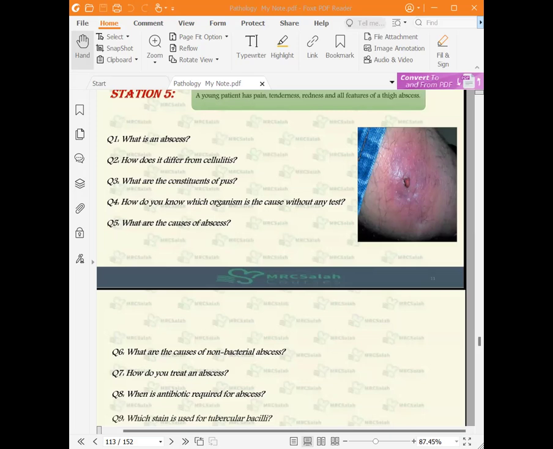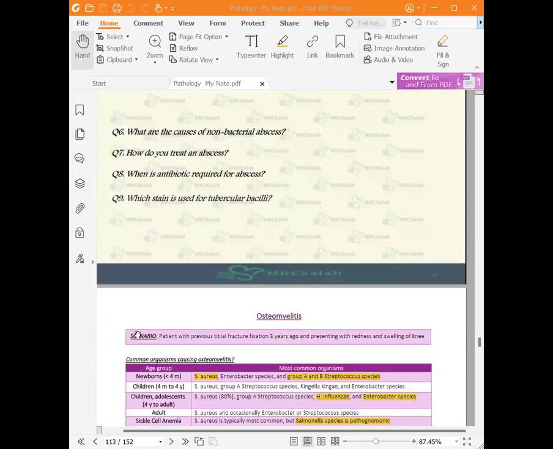What are the causes of abscess? Bacterial, Staphylococcus aureus, Streptococcus pyogenes; non-bacterial, viral, fungal, parasitic. What are the causes of non-bacterial abscess? Already fungal, you answered.